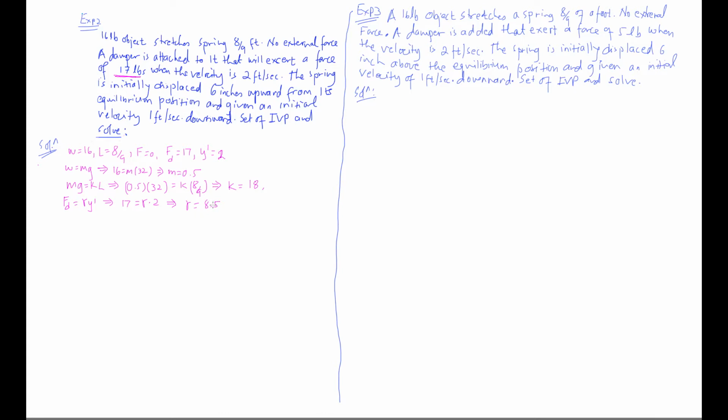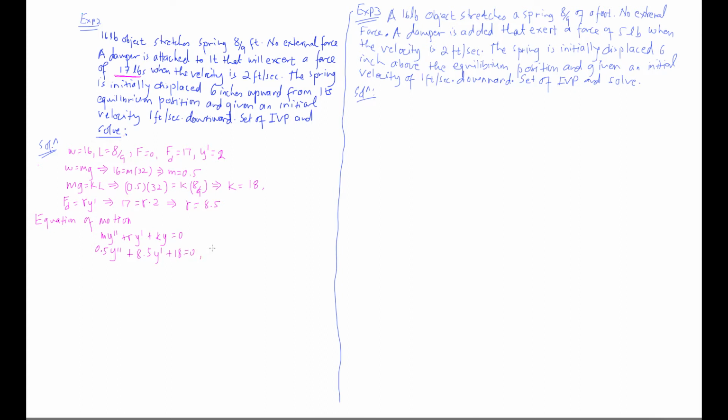So if you use all these values in the equation, the equation of motion becomes m times y double prime plus gamma times y prime plus k times y equals 0, right? So this will imply 0.5 times y double prime plus 8.5 times y prime plus 18 y equals 0.